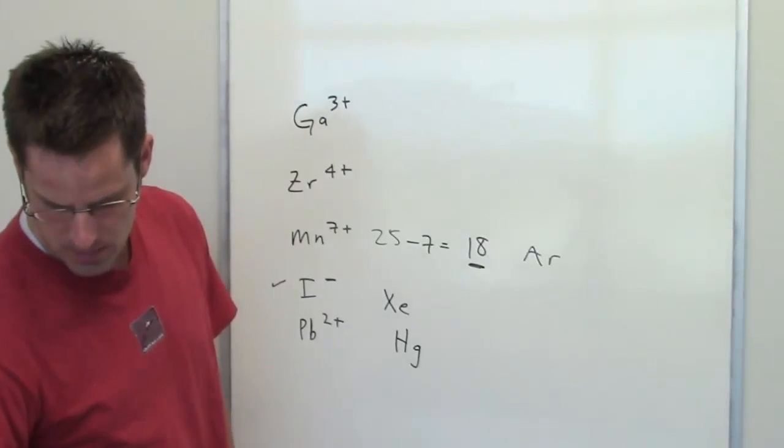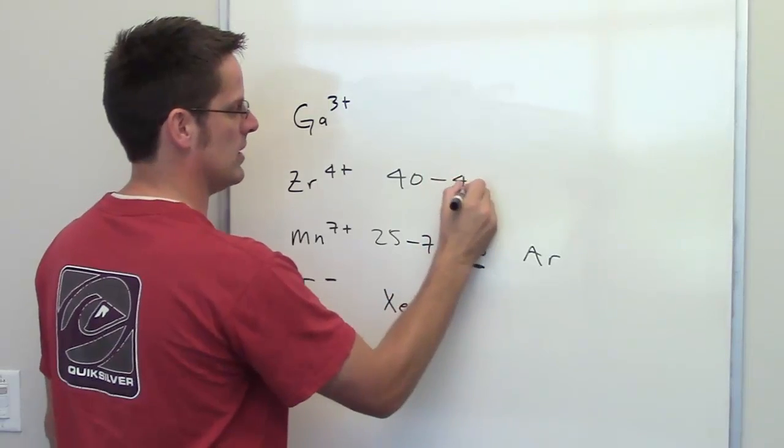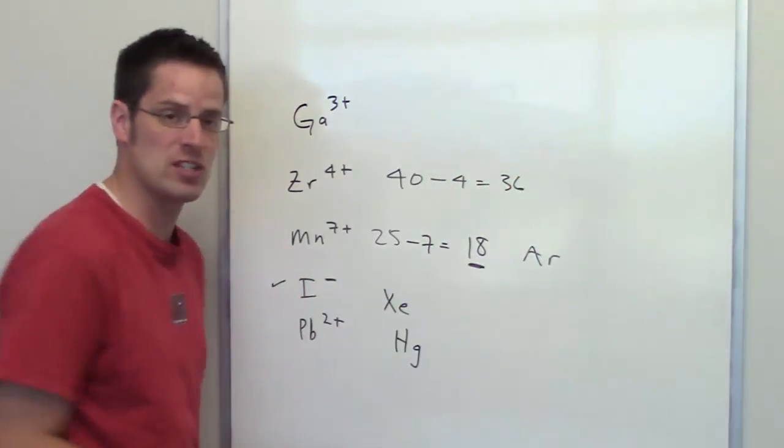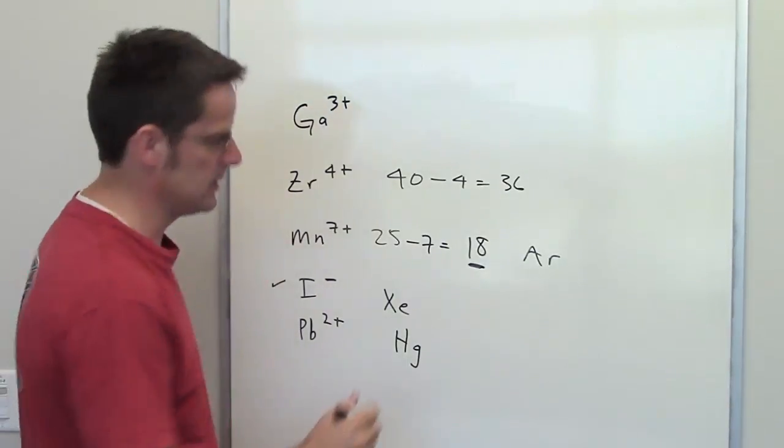Zirconium is element number 40 on the periodic table. If I take away 4 electrons, it now feels like element number 36, electronically speaking. That element happens to be krypton.